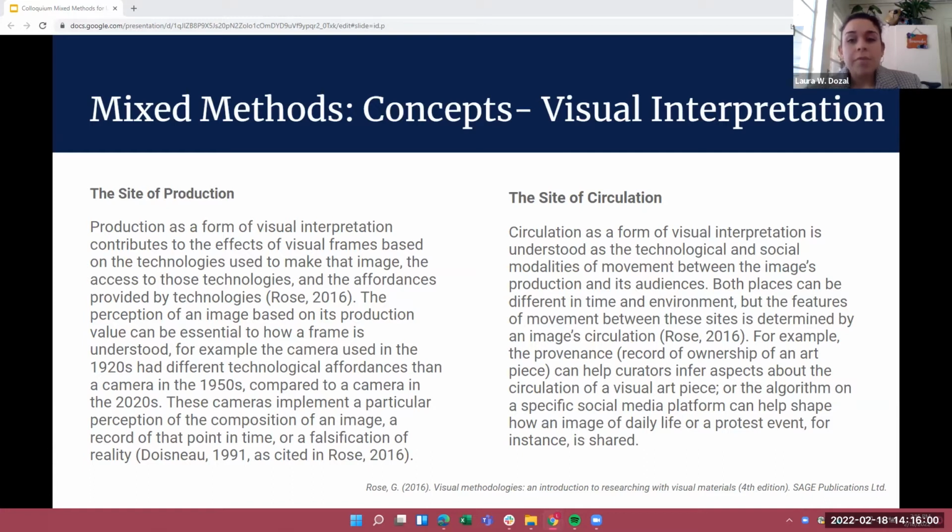So for example, the provenance of an art piece can help curators infer aspects about its circulation, or the algorithm on a specific social media platform can help shape how an image of daily life, a protest event, or even a social movement campaign is shared.